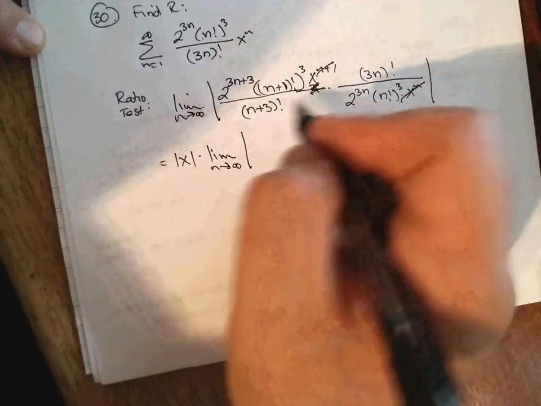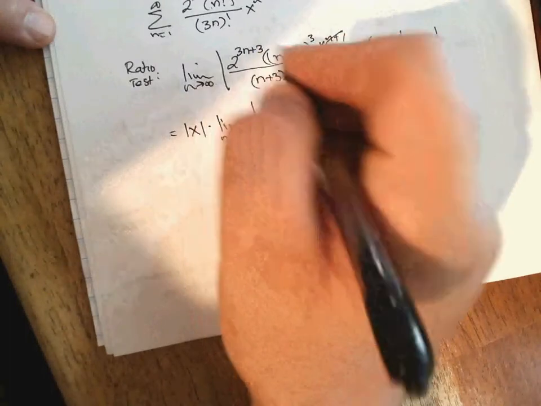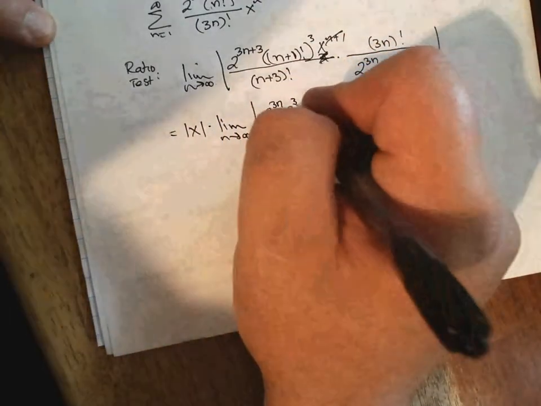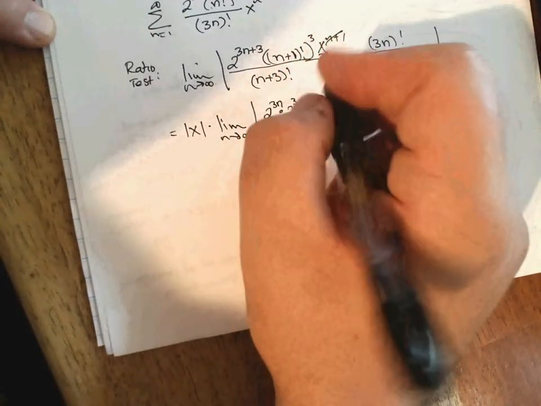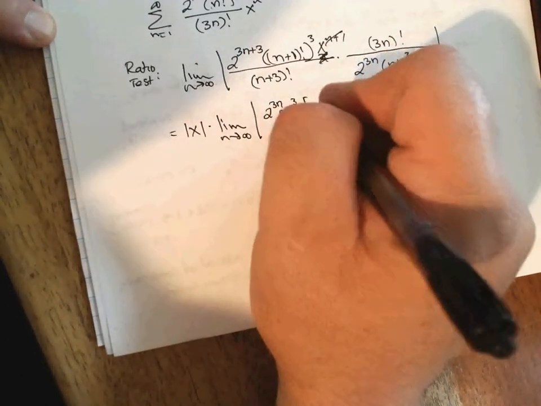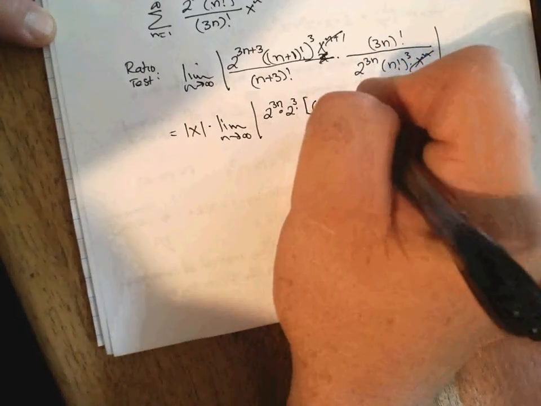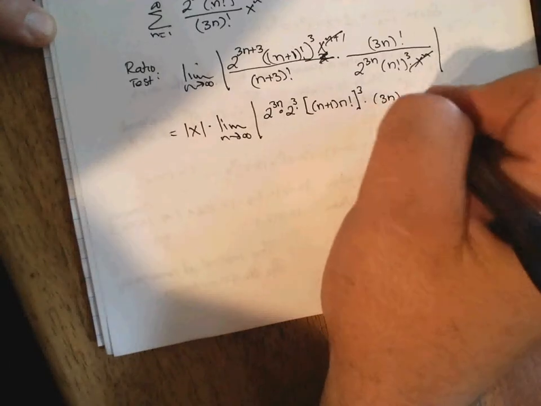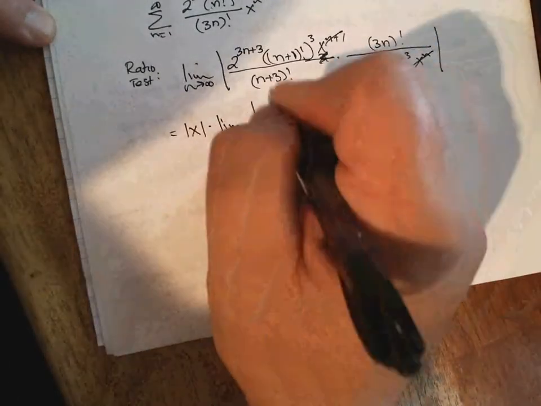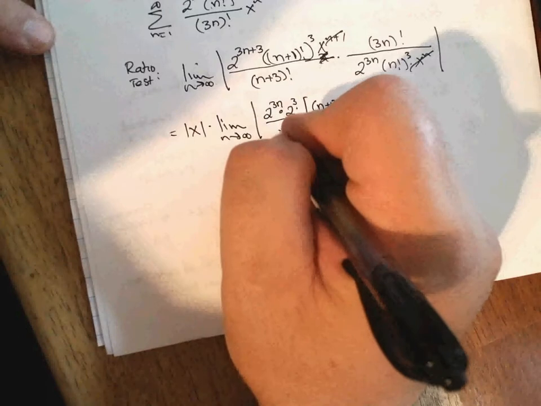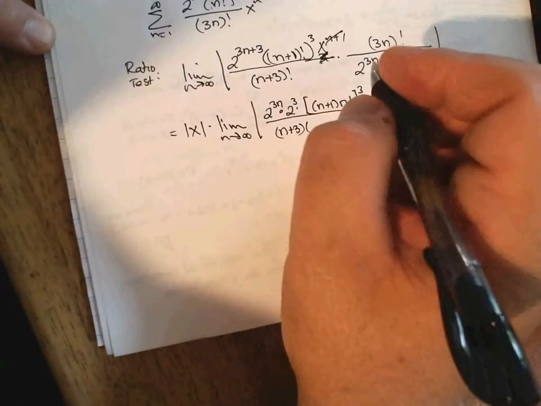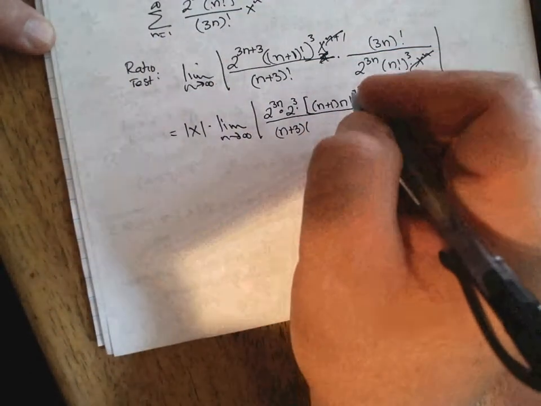That x is independent of n, so bring it outside the limit. And the rest of this, let's see how we go through the arithmetic of canceling. 2 to the 3n plus 3 is 2 to the 3n times 2 to the 3. n plus 1 factorial cubed. Well, n plus 1 factorial is n plus 1 times n factorial. And 3n factorial we leave as it is. Down here, the 3n plus 3 factorial.